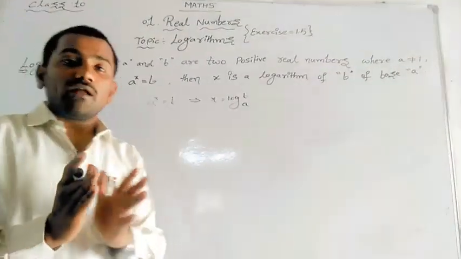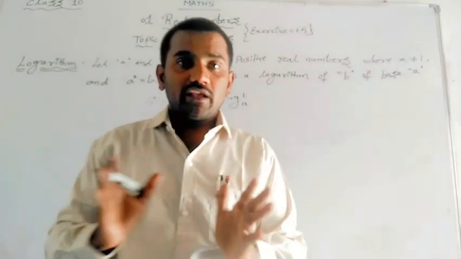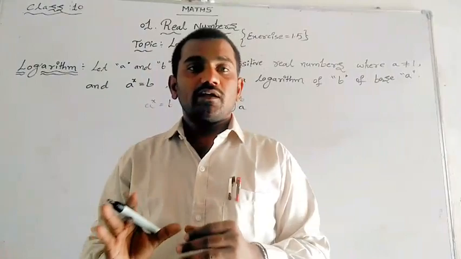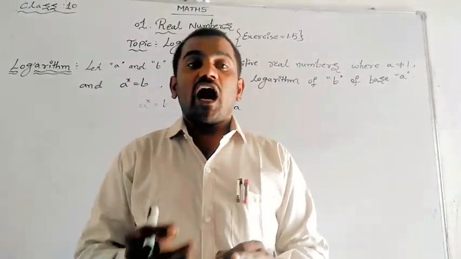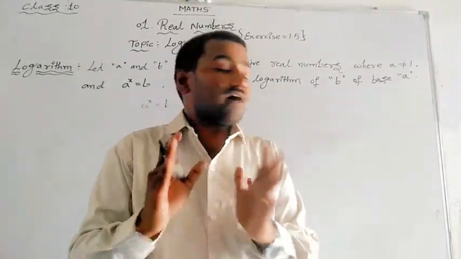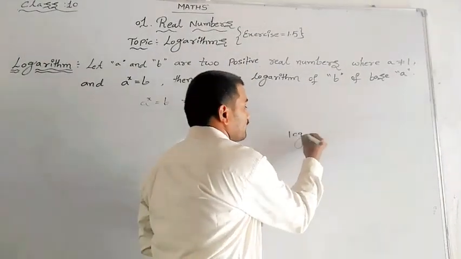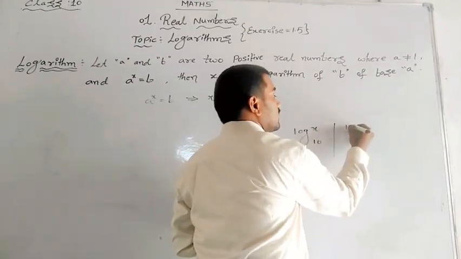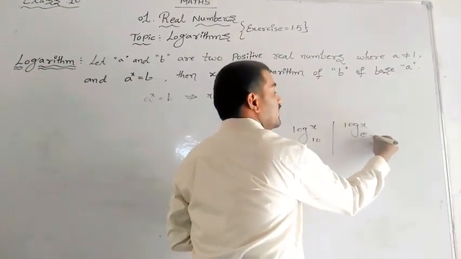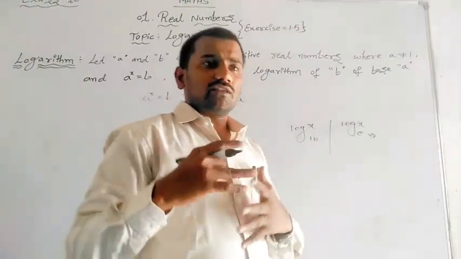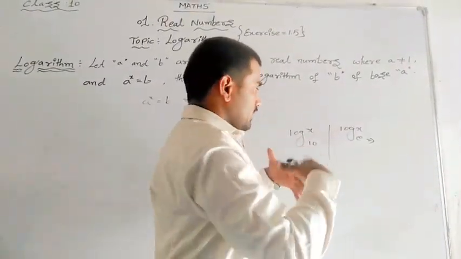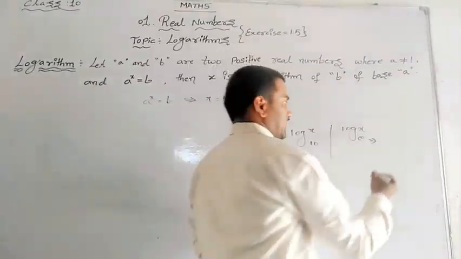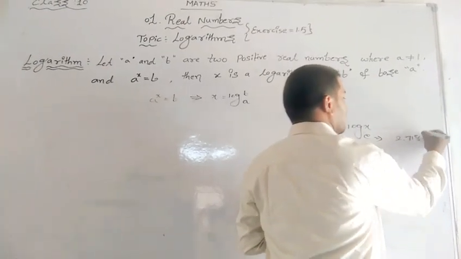Normally, if there is no base in the question, always remember the base as 10. Normally we use the base 10 or e. E is a mathematical constant, known as Euler's constant, and its value is 2.718 etc.